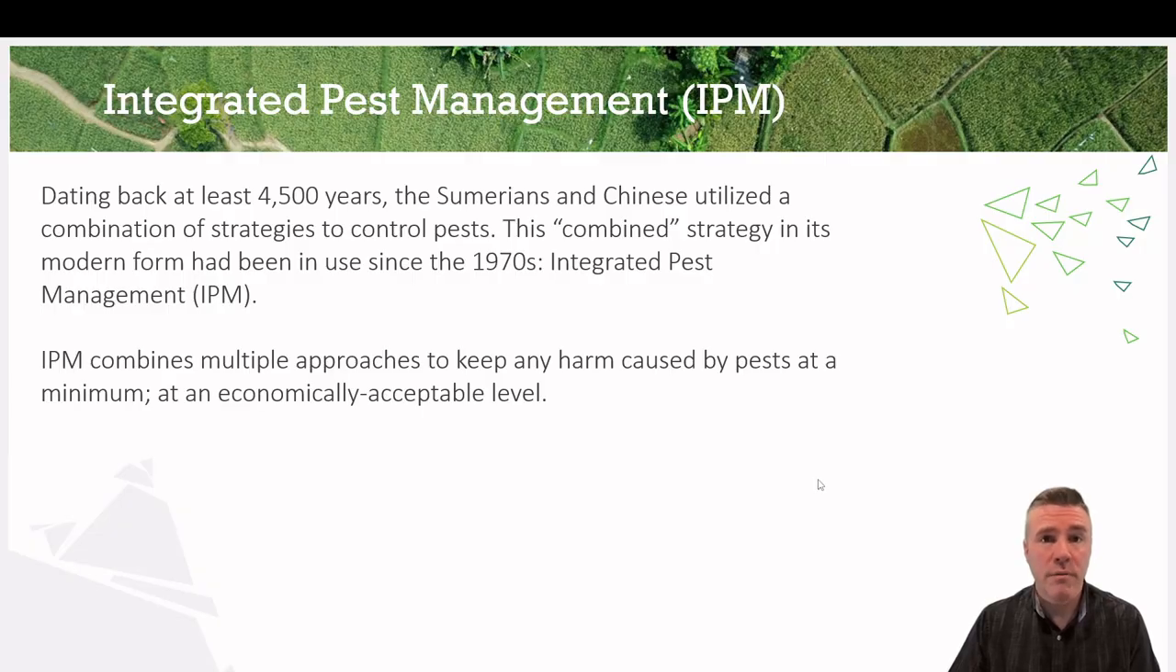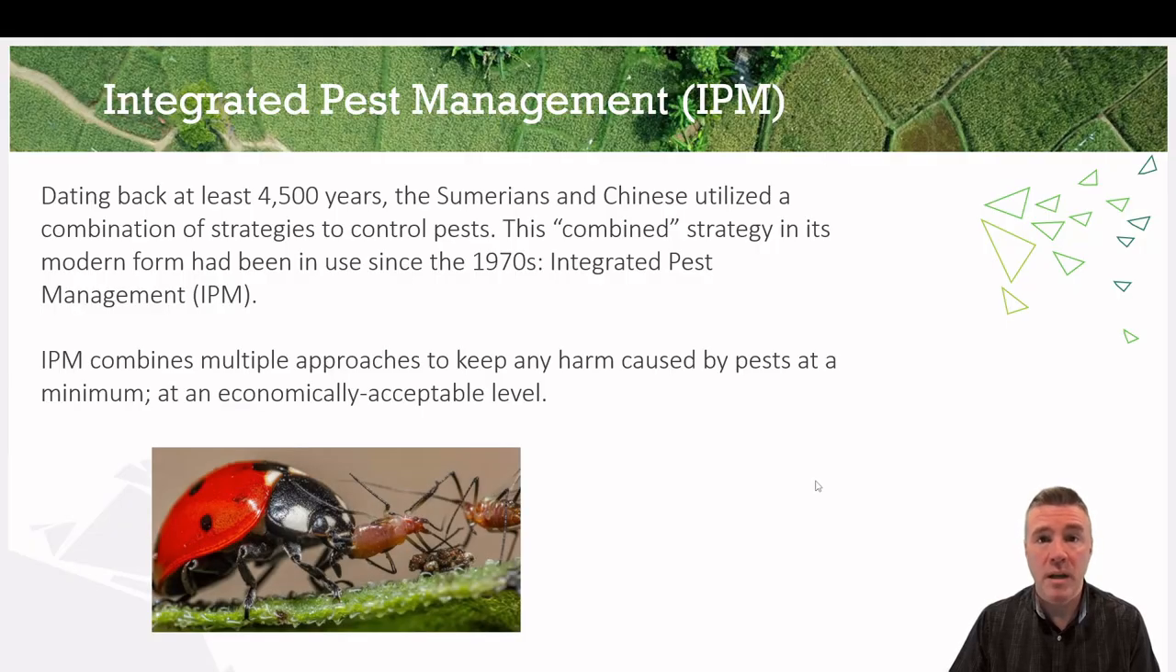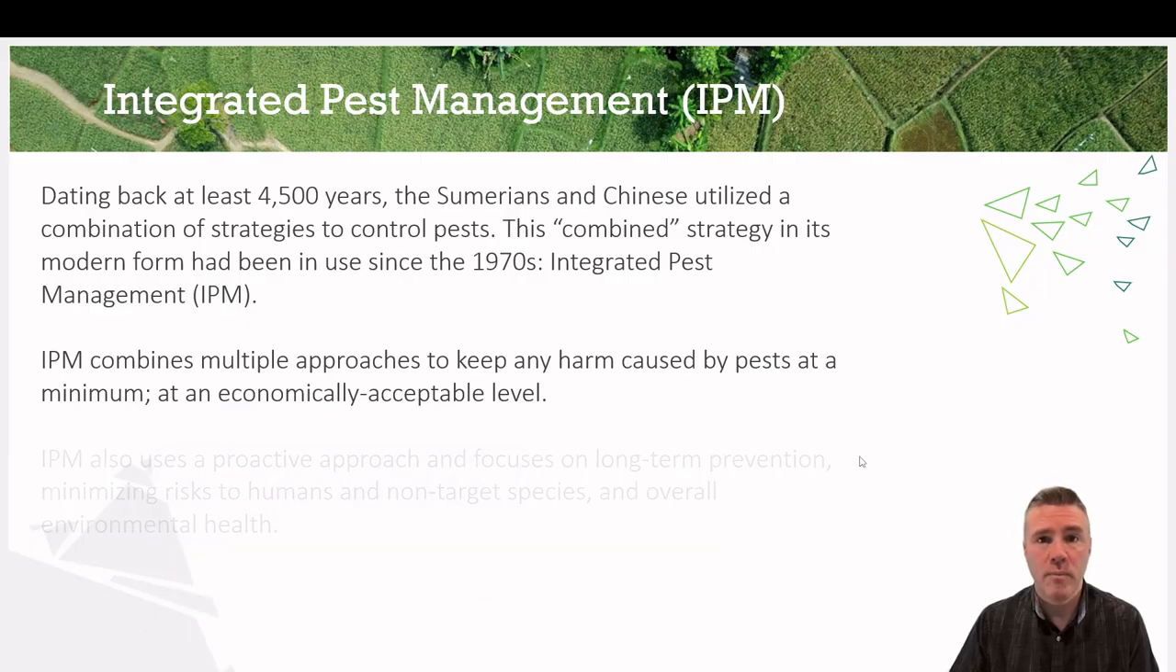A good example of IPM in practice is the use of biological controls, such as ladybugs released to manage aphid outbreaks in orchards. Another example is adjusting field conditions, like planting dates or crop rotation, to reduce pest survival.